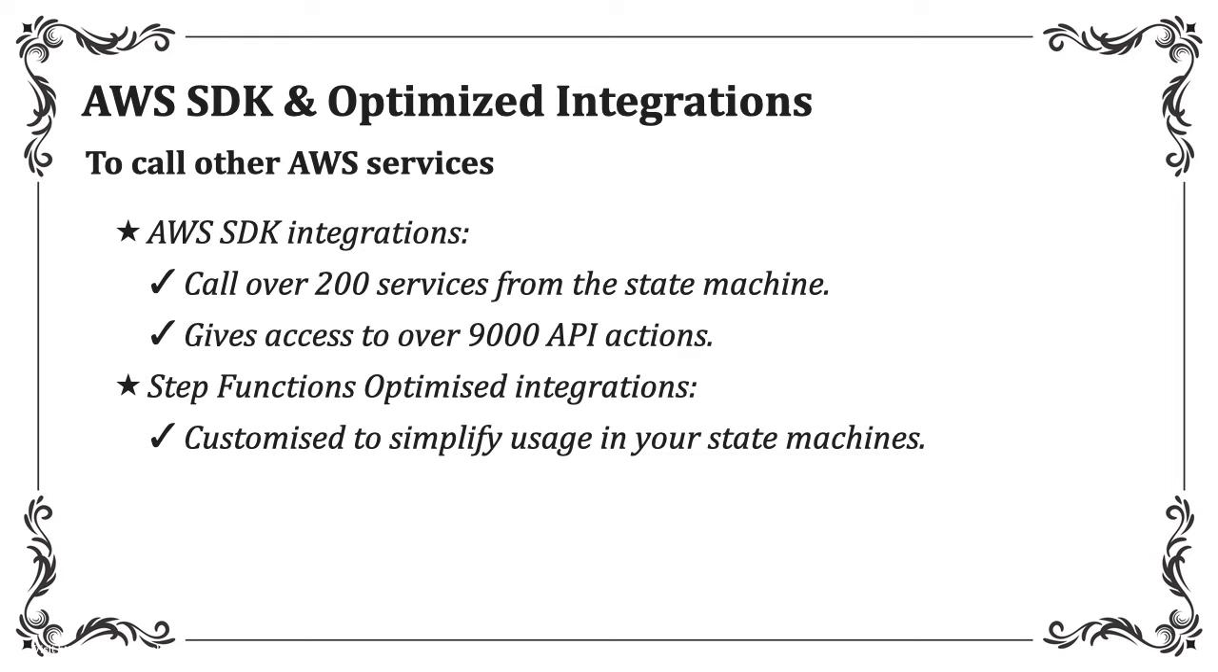To call other AWS services, you can use Step Functions SDK integration, or you can use one of Step Functions optimized integrations. The AWS SDK integrations let you call any of over 200 AWS services directly from your state machine, and that gives you access to over 9,000 API actions. Step Functions optimized integrations have been customized to simplify usage in your state machine.